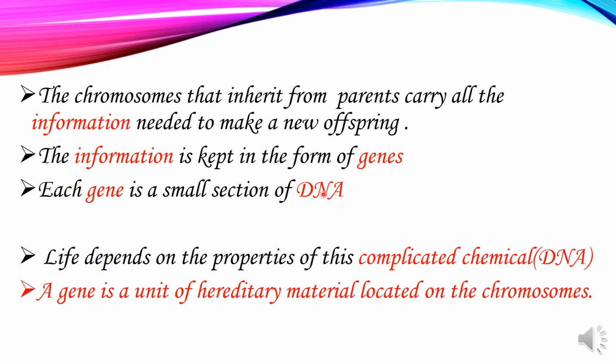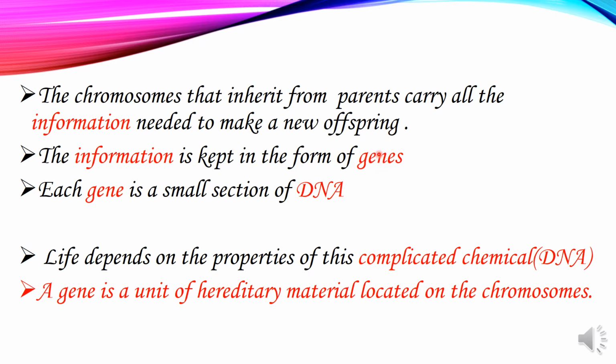The chromosomes are thread-like structures that are found in the nucleus, which are essential to transfer genetic material from the parent to the child, or to the offspring. So the characteristics or the traits that we inherit from the parents are stored in the form of what? Genes.